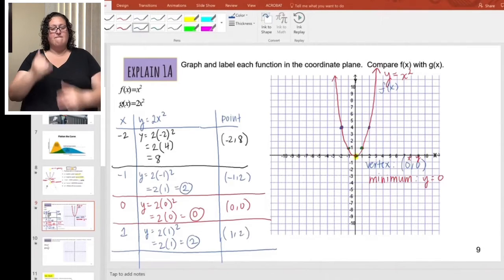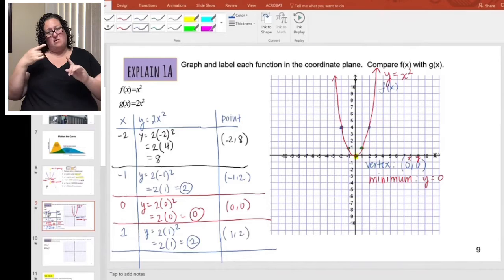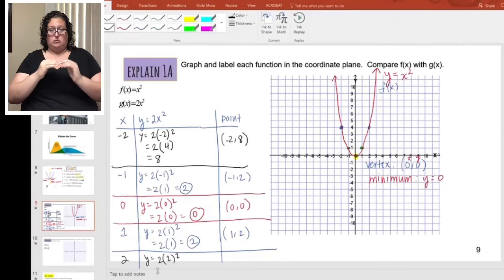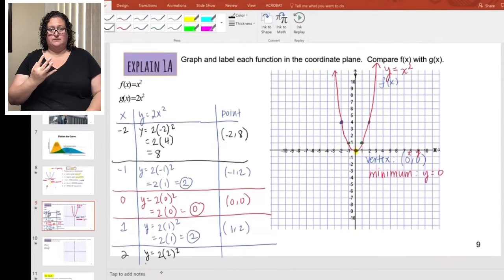And finally, to find my fifth point, when x equals 2, y will equal 2 times 2 squared. 2 squared is 4, and 2 times 4 is 8. So that fifth point is at 2, 8.